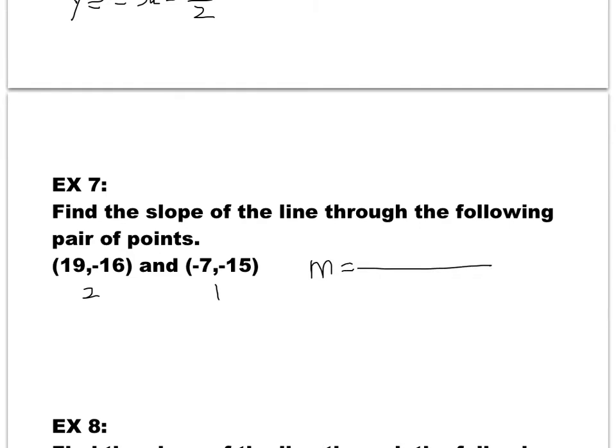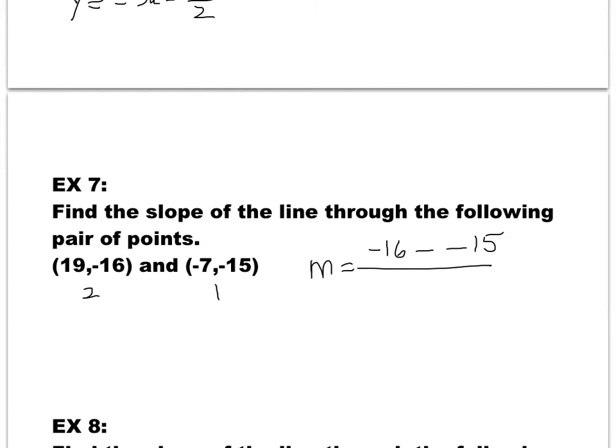So I'm going to write m is equal to y2. y2 means the y coordinate of the second point. I pick this one as the second point, so y2 is negative 16, minus y1. y1 is the y coordinate of the first point, which is negative 15. So it's going to be minus negative 15.